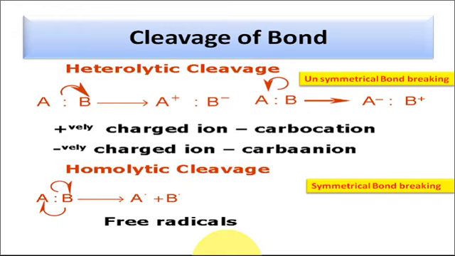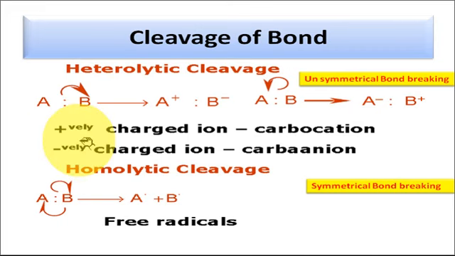Now, the second important term during discussion of organic reaction mechanisms is the cleavage of bond. That means breaking of bond. Suppose there is a bond between A and B atoms to form the AB molecule. This bond is formed by the sharing of two electrons, one from A and the second from B. This is the covalent bond.